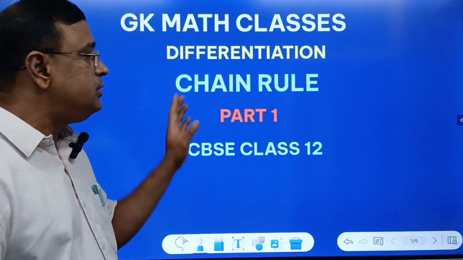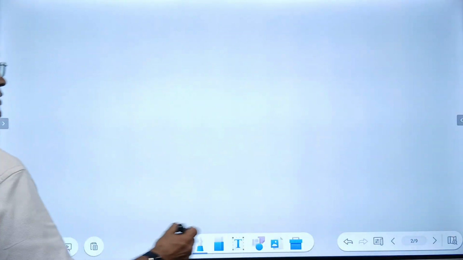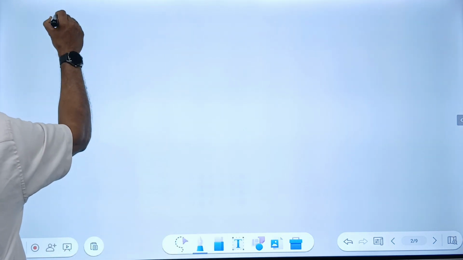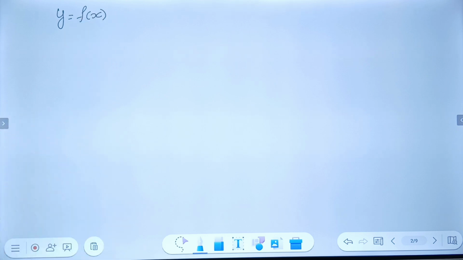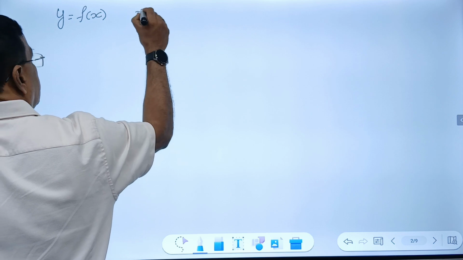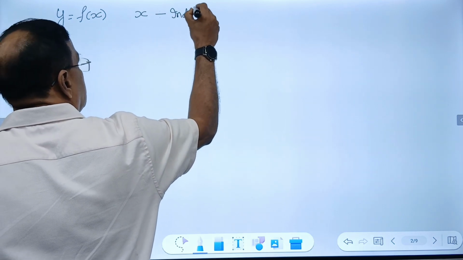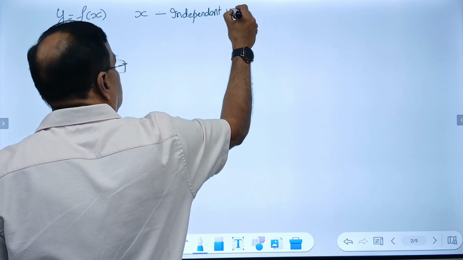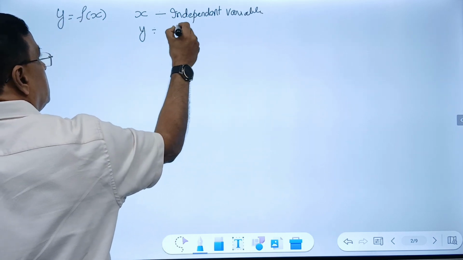But before we go into it, just a quick introduction of what differentiation is. Now what is differentiation actually? Suppose you have a function, say y equal to f of x. It has two variables. What are the two variables? The two variables are x and y. x is an independent variable, and I assume y is a dependent variable.